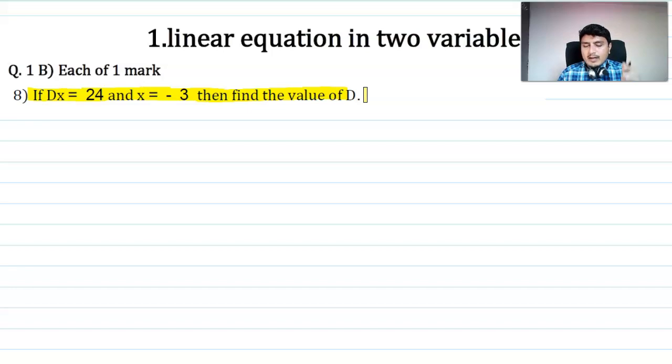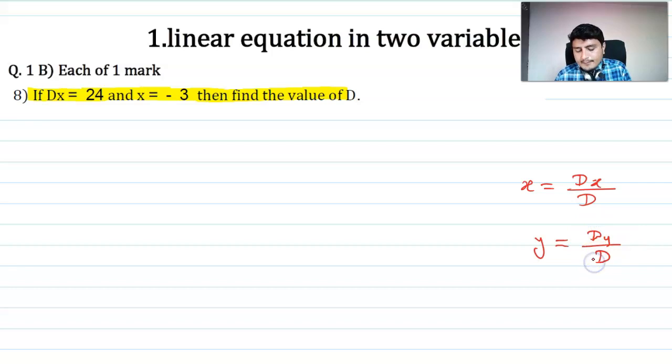Now once we have the dx and dy values, that means to find the values of x and y, we have to use Cramer's rule. So to find the value of x as per Cramer's rule, we have the formula dx divided by d, and to find the value of variable y by Cramer's rule, we have the formula dy divided by d.